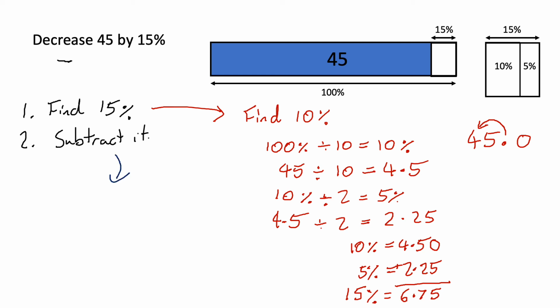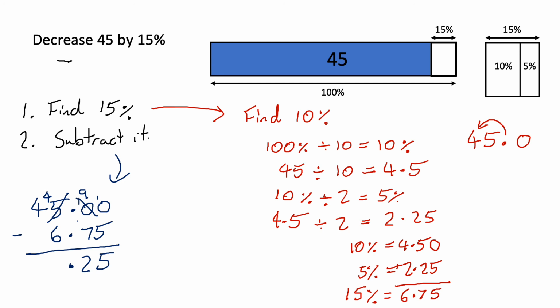And now what we need to do is subtract it. Our original amount is 45, and we want to subtract 15%, 6.75. Let's put all our placeholder numbers in just to make sure that we're getting this right. Now, we can't take 5 away from 0, so we're going to have to borrow. There's nothing there to borrow from, so I'm coming over here. That becomes 4, which makes that 10. But then that becomes 9, which makes that 10. And 10 minus 5 is 5. 9 minus 7 is 2. Put our decimal place in.